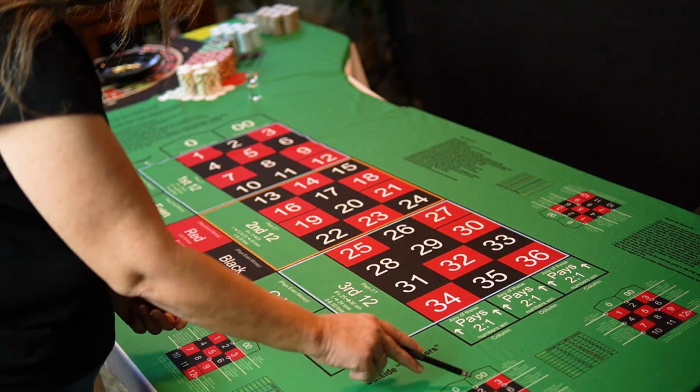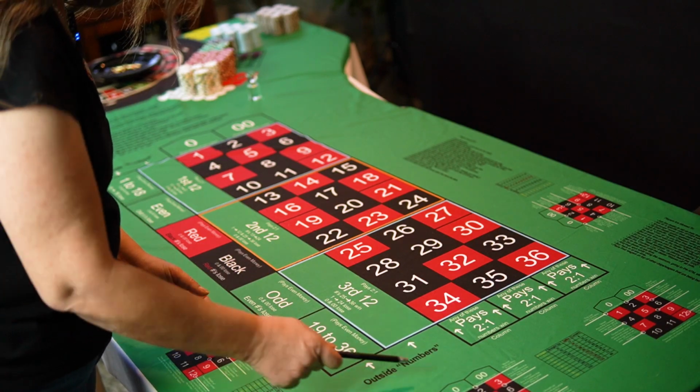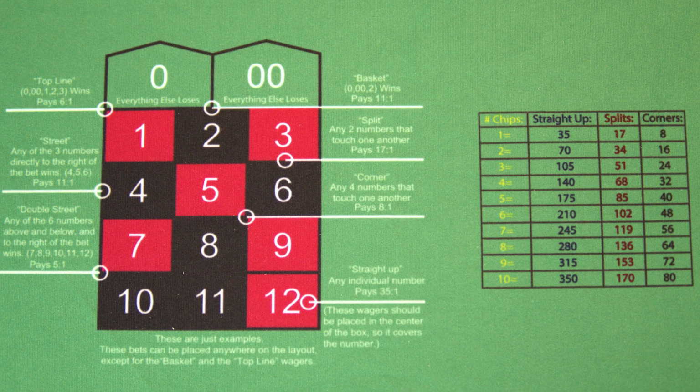So for example, right here would be called the basket. It's 0, 00, 2. If you place your chip here, it's called the top line, 0, 00, 1, 2, 3. If you place it here, it's called a street. That would be 4, 5, 6, and you can do that on any of these. If you put it between what looks like a street, we call that a double street. Some places call it a line. Now it's 6 different numbers.